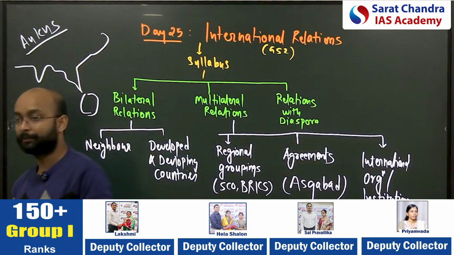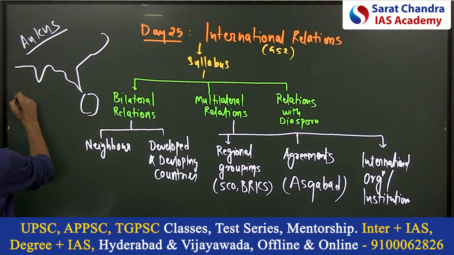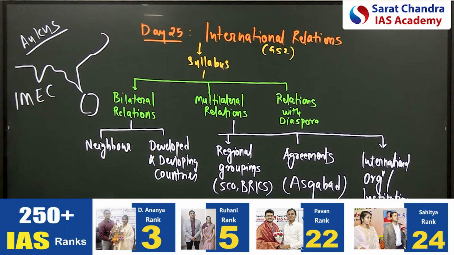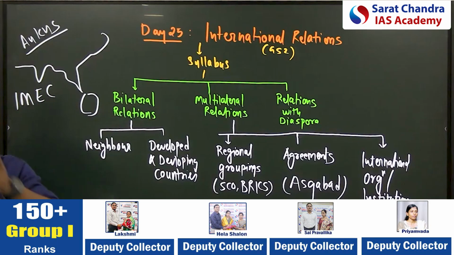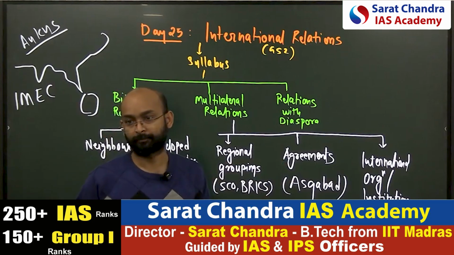Agreements, the Ashgabat agreement is there. There is an agreement on, have you heard about that, IMEC, India Middle East Economic Corridor, India Europe Middle East Economic Corridor, right? So this is an agreement signed during the G20 summit which happened in New Delhi, right? So this is an agreement. Here a question can be asked, right?